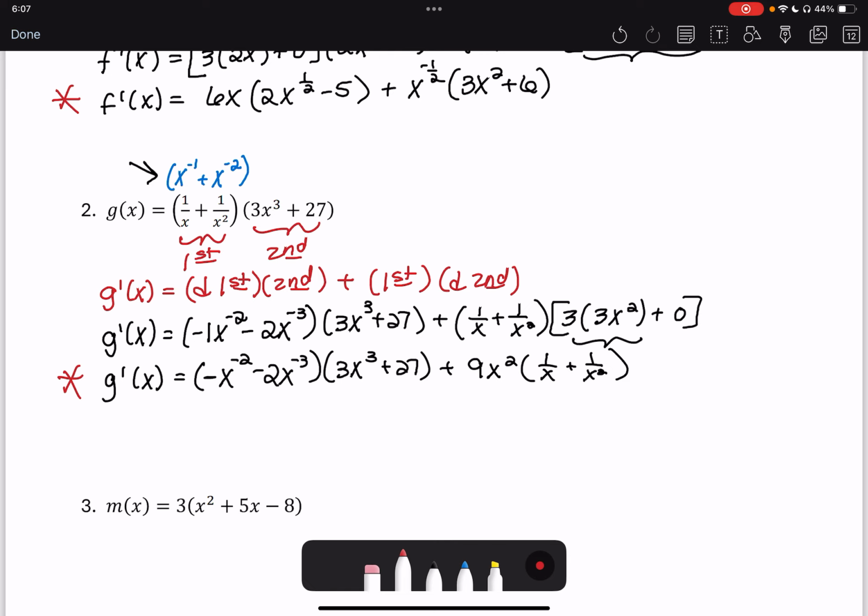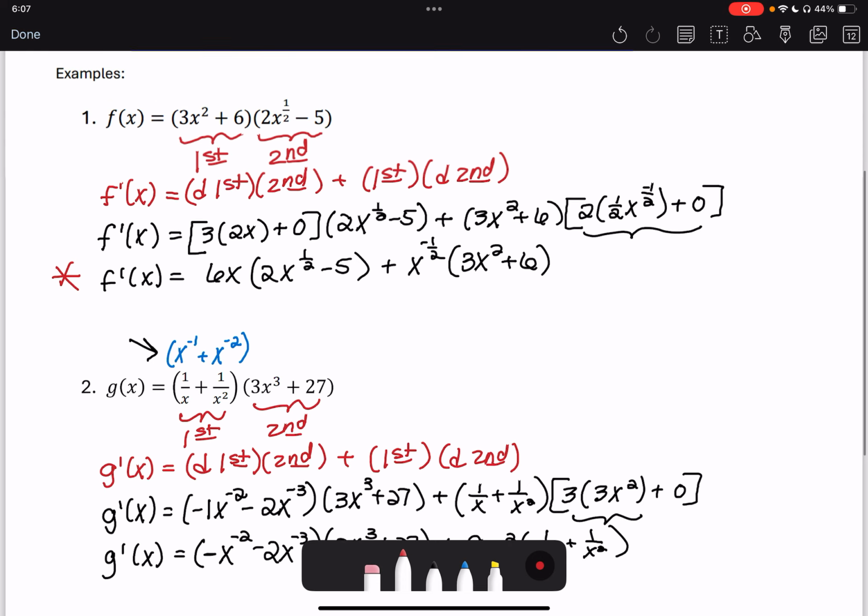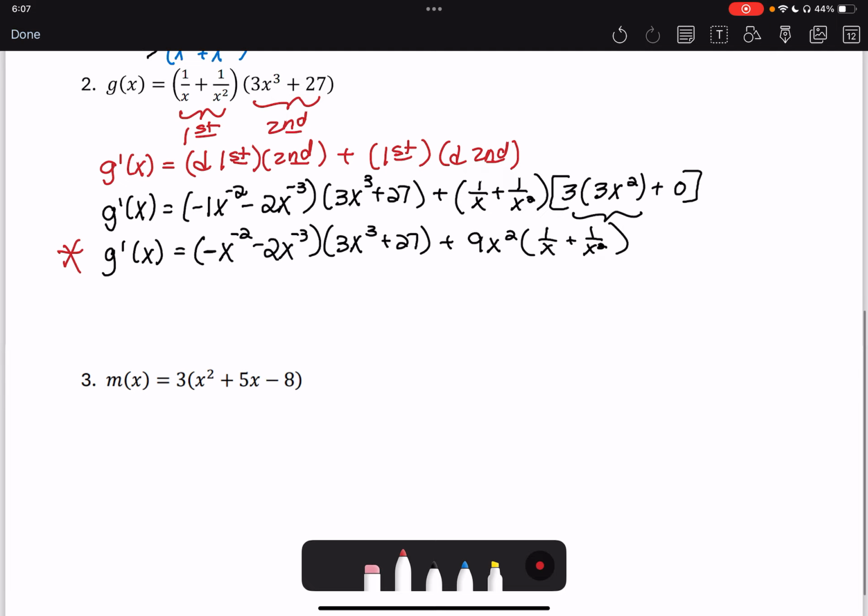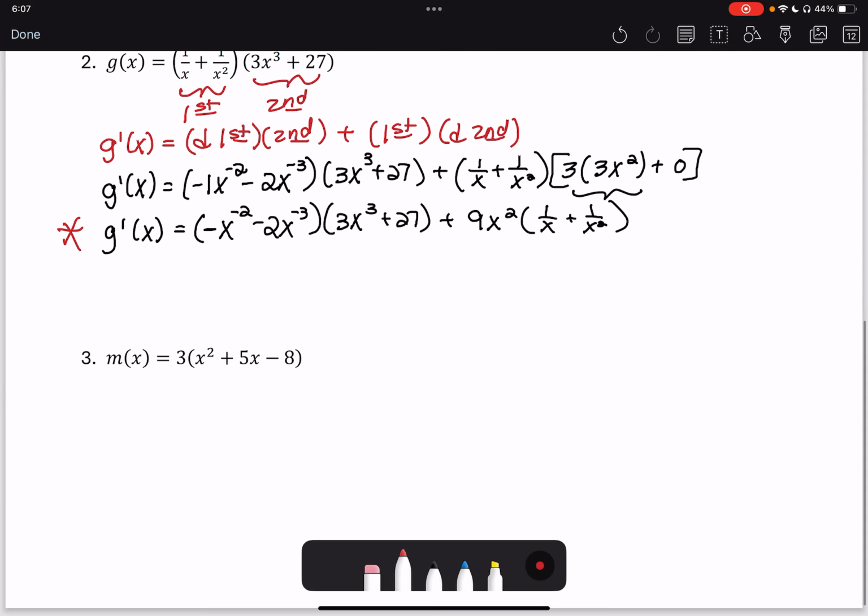So you can see here, the product rule is pretty straightforward. You just have to be mindful of doing all the steps, right? There's 4 steps to it, but it's not too tricky. It's just using some of the other derivative things we've talked about.